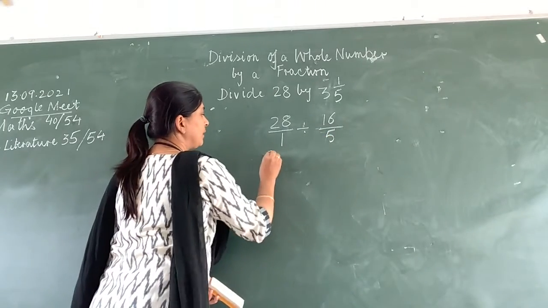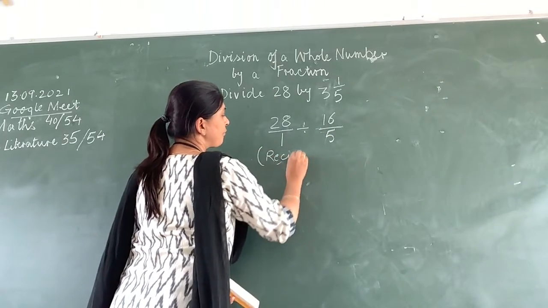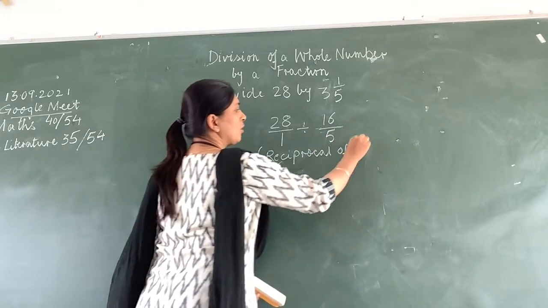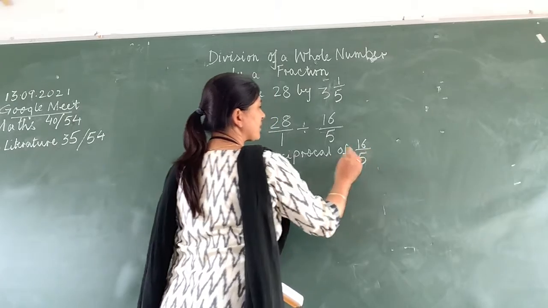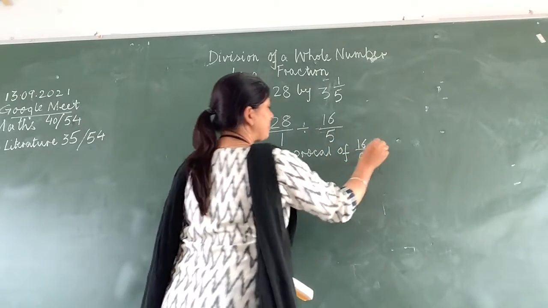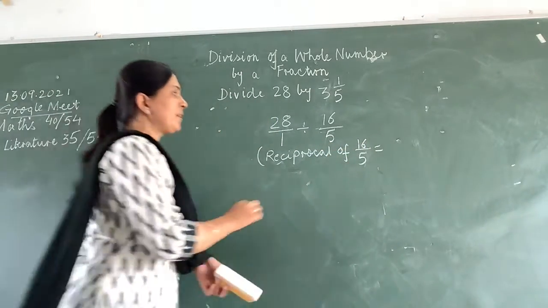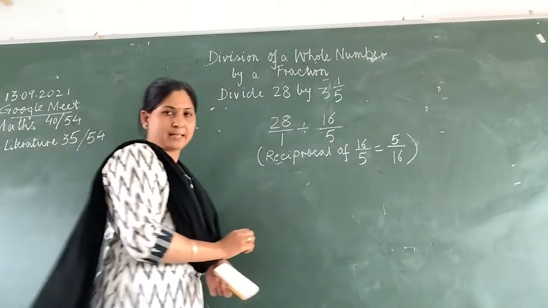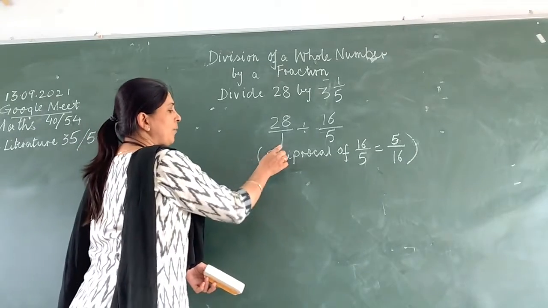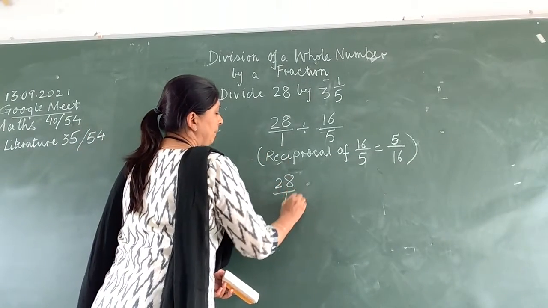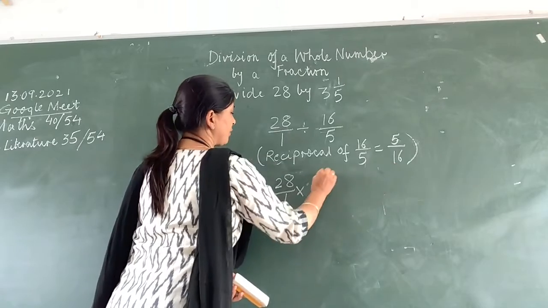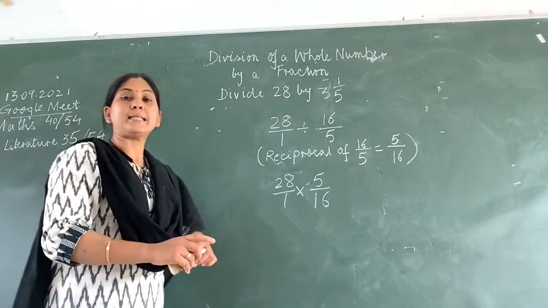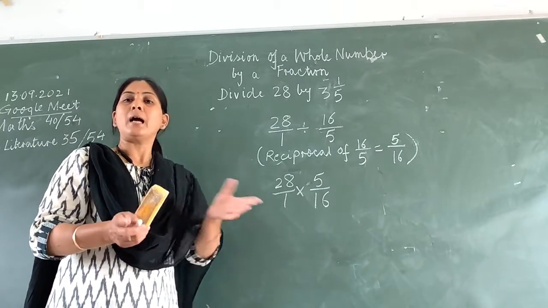Now we will multiply the first fraction by the reciprocal of the second fraction. The second fraction is 16 over 5, so we will find its reciprocal. The reciprocal of 16 over 5 is 5 over 16. Isn't it, children? Now we will multiply 28 over 1 by the reciprocal of the second fraction, which is 5 over 16.